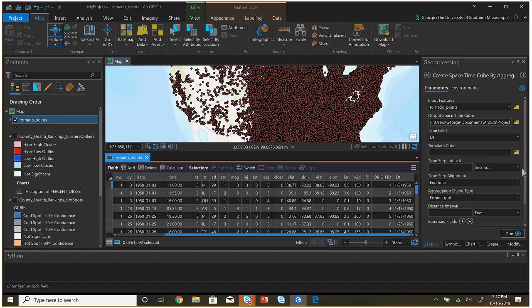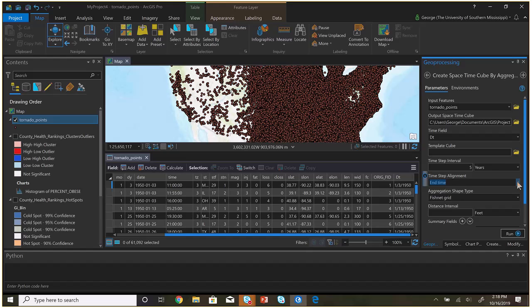Okay. All right. So I'm choosing the date time field, and the template cube will allow you to basically create the exact same cube size dimensions that you already created for another project, but I haven't done it yet. The time step interval, I'm going to do 1. No, I'm going to do 10. I'm going to do 2 years. How many years is it since 1950? I think I should do 5 years. 60, 70.